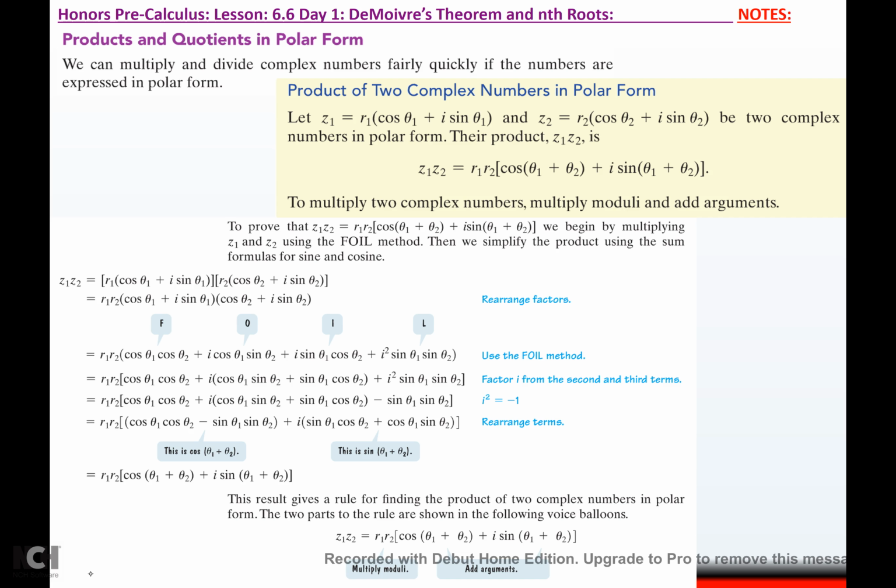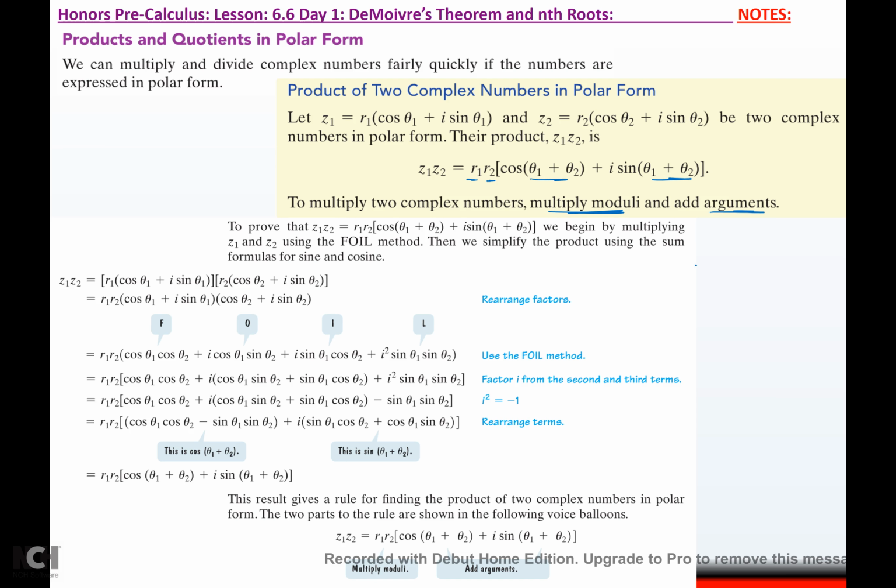Products and quotients in polar form. We can actually multiply complex numbers in polar form, and we can actually divide them. It says the product of two complex numbers: if you're going to multiply two complex numbers, you multiply their r's, their moduli, and you add their arguments.